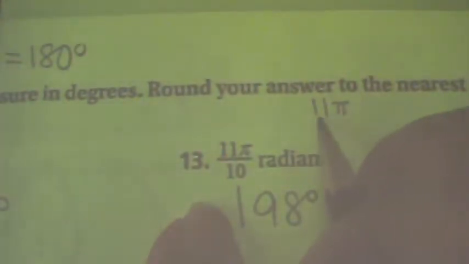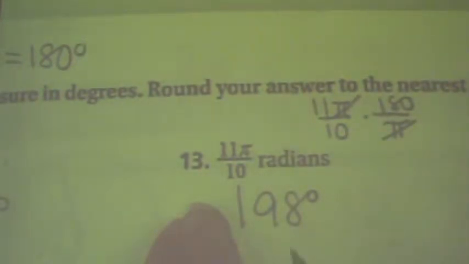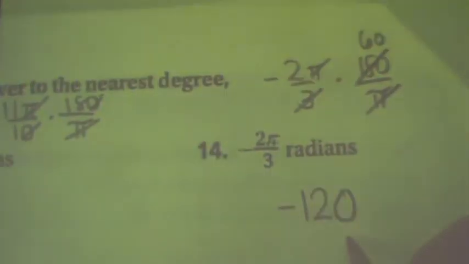For number 13, you're going to take 11 pi over 10. You're going to multiply it by 180 over pi. These cancel. The zeros cancel, and 11 times 18 is 198. For 14, negative 2 pi over 3, you're going to multiply it by 180 over pi. These cancel. 3 goes into 180 60 times, and negative 2 times 60 is negative 120. Put the degree in.